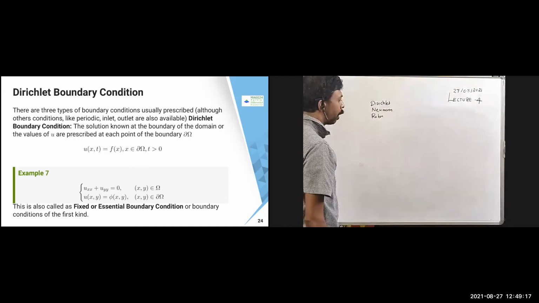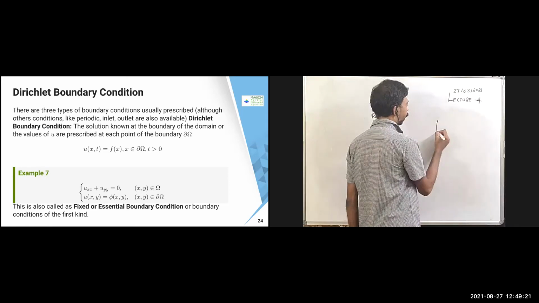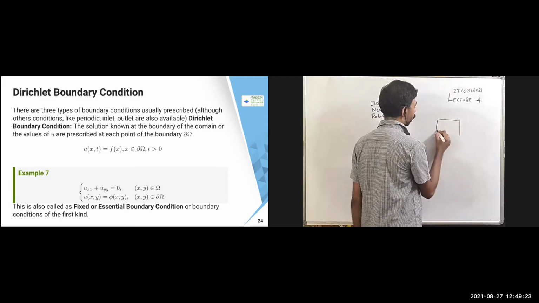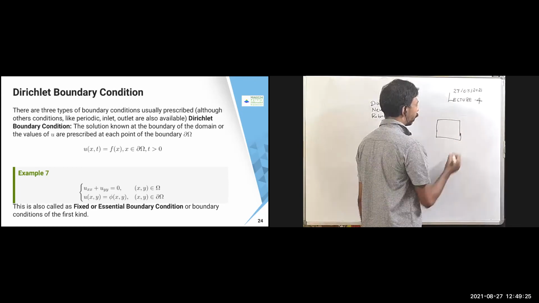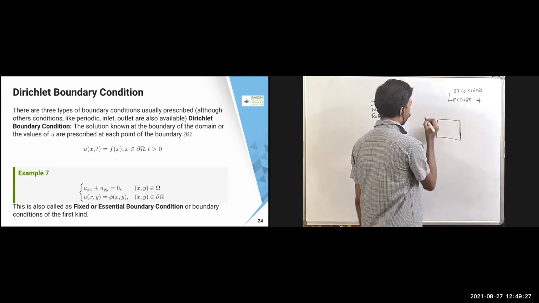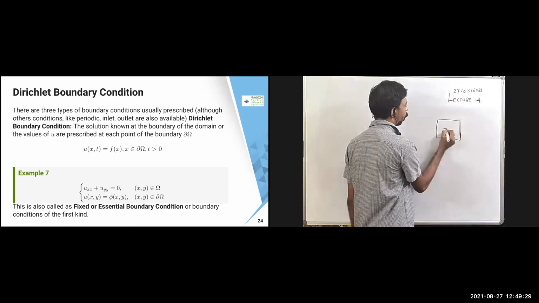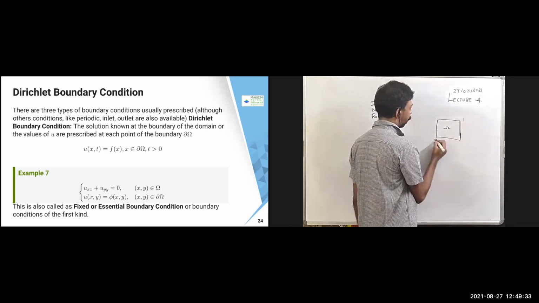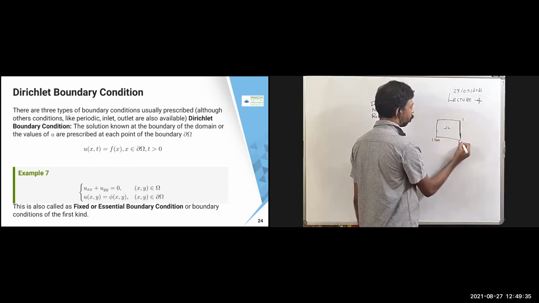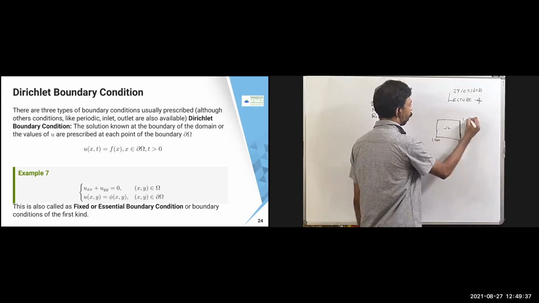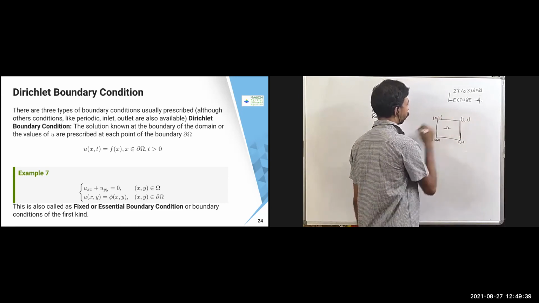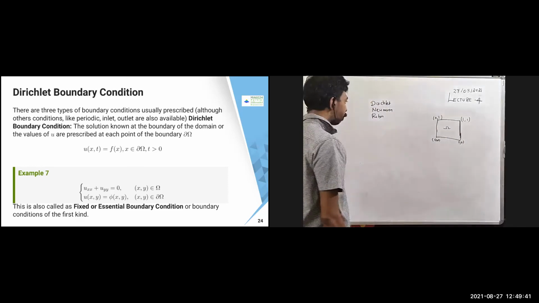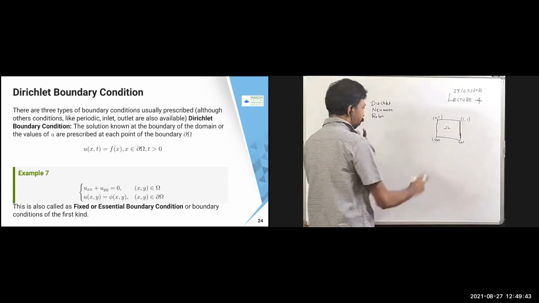So let us see the Dirichlet boundary condition. Let me explain it with a rectangle. This is a rectangle, and this is my omega. The corners are (0, 0), (1, 0), (1, 1) and (0, 1).